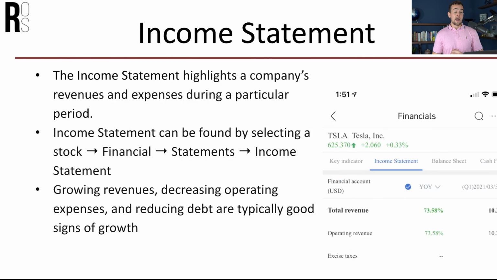Now, the income statement, on the other hand, highlights a company's revenues and expenses during a particular period of time. So, like we said, for example, that might be quarter 1 of 2021, which is the case here, looking at the income statement on the right for Tesla. The income statement is viewed the same exact way. You click on financial, click on statements, and then select income statement. And what you want to be looking for here in general is growing revenues, decreasing operating expenses, and reducing debt. These are all typically good signs of growth.